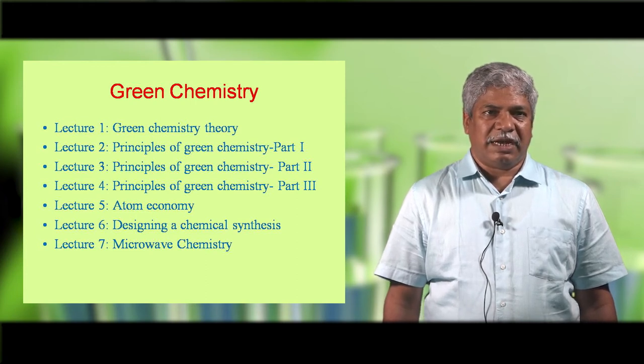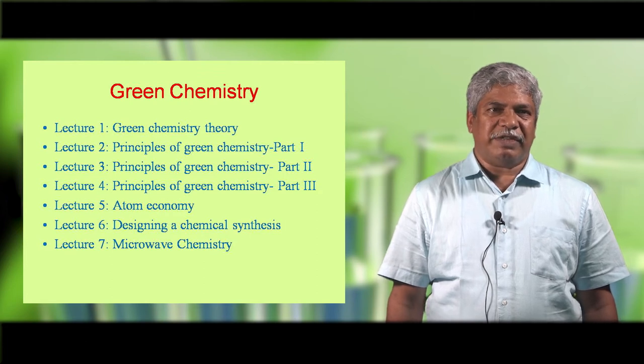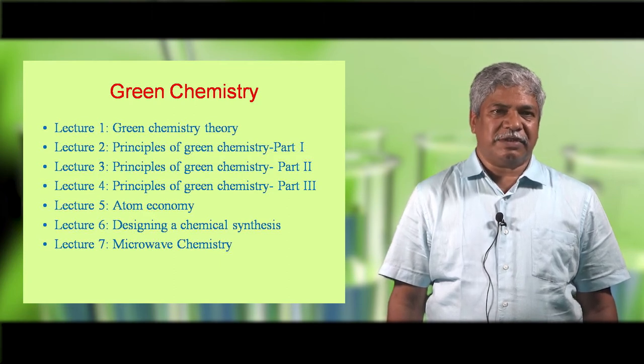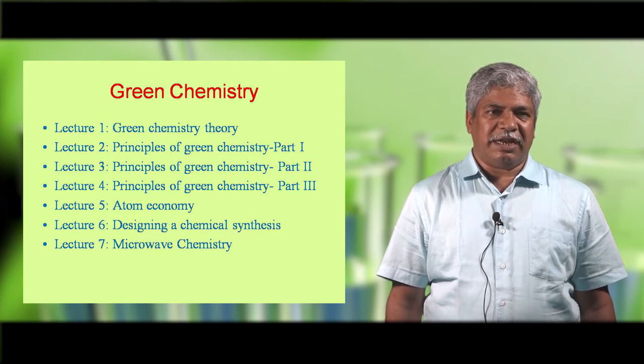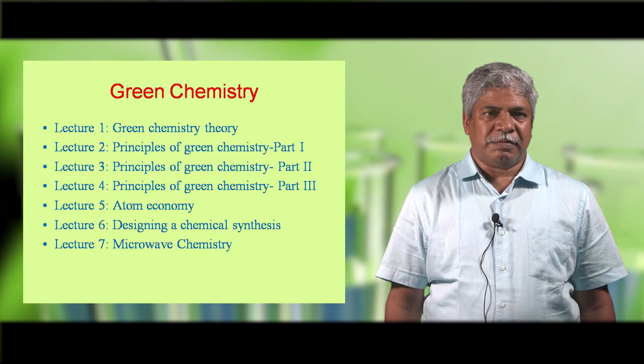In lecture 3, let us see some more principles of green chemistry, part 2, that is safer solvents and auxiliaries, design for energy efficiency, then use of renewable feedstocks and reduce derivatives. In lecture 4, the last 4 principles of green chemistry, that is catalysis, design for degradation, then real-time analysis for pollution prevention, and inherently safer chemistry for accident prevention. In lecture 5, let us talk about atom economy, the concept of atom economy, and how to calculate the atom economy of different types of reactions.